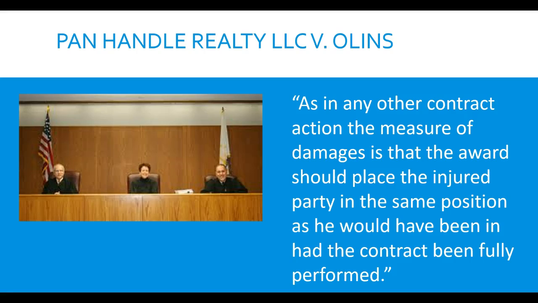Well, Olins, the defendant, appealed. On this, a state intermediate appellate court affirmed the lower court's judgment and award. The appellate court set out the standard for this award, stating, as in any other contract action, the measure of damages is that the award should place the injured party in the same position as he would have been in had the contract been fully performed.